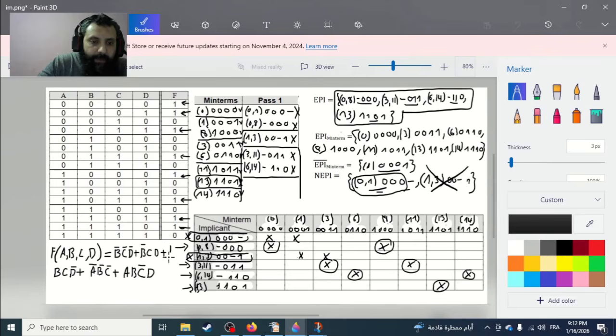And this is our reduced function. You can verify, you can compare that with the Karnaugh map, you will find the same result. You find exactly the same result. And that is it. This is our method for reducing using the Quine-McCluskey method. Thank you very much.